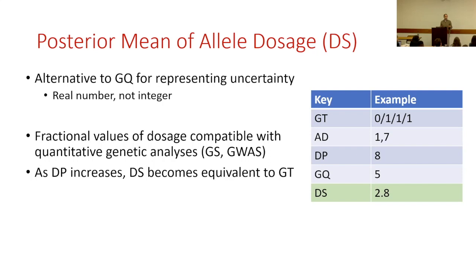So the two-letter code in the VCF file for the dosage is DS. And in this example that I had here, the posterior mean DS value is 2.8. So you can see the GT, which had the highest probability, was three copies of the alternate allele. That's what the 0.111 is. But there's some probability that even a dosage of 2 could generate this pattern of 1 reference and 7 alternates. So that's why the value is 2.8. It's somewhere in between 2 and 3. As the total depth increases, eventually your DS approaches the GT because your uncertainty is getting less and less.